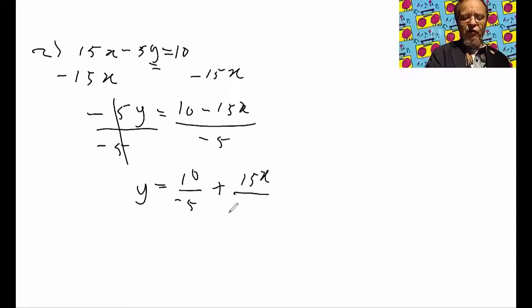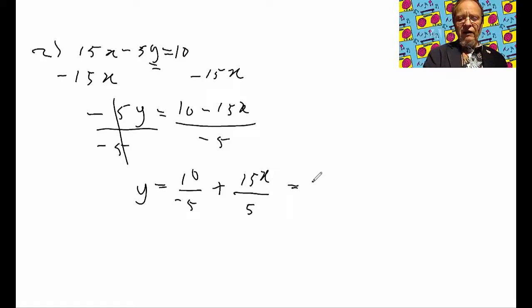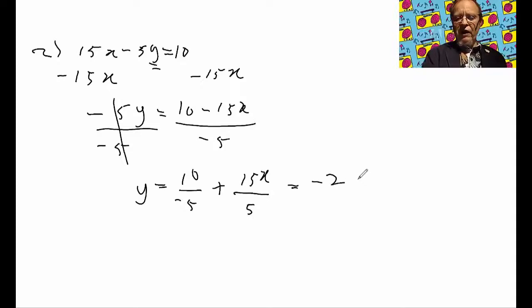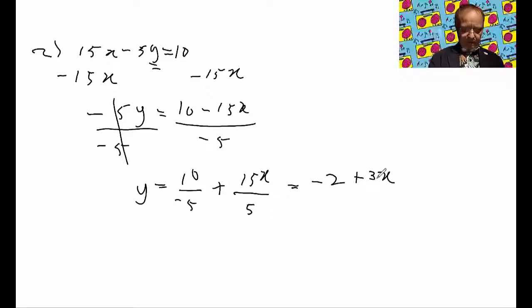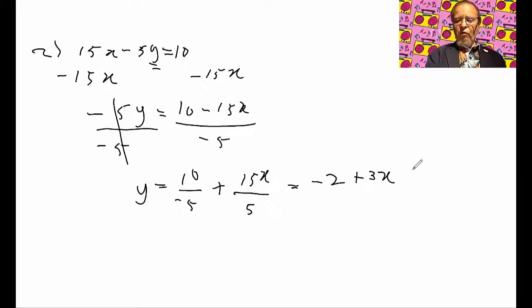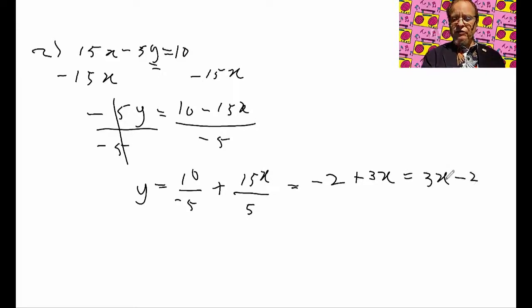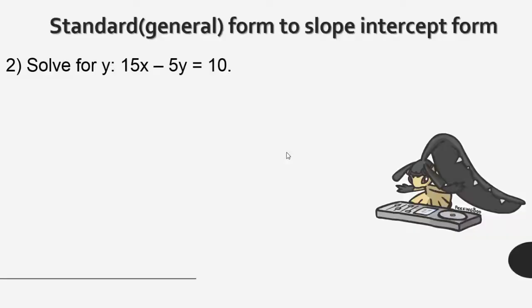15x over 5, and that will give us negative 5 goes into 10, negative 2, and then 5 goes into 15 plus 3x. Or we could write 3x minus 2. So we can say y is equal to 3x minus 2.